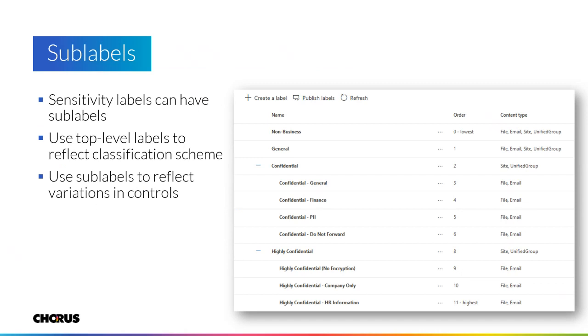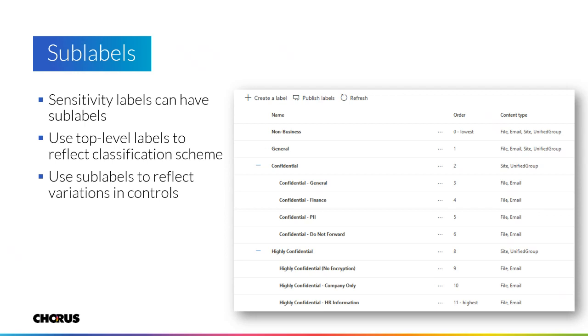Just to briefly touch on sublabels, just to give you an idea of how this typically works in practice. Every sensitivity label can have sublabels. And the way we usually use this is our top level labels reflect our classification scheme. So in this case, you've probably got an information protection policy that says all of our business information should fall into 4 categories: non-business, general, confidential, or highly confidential.